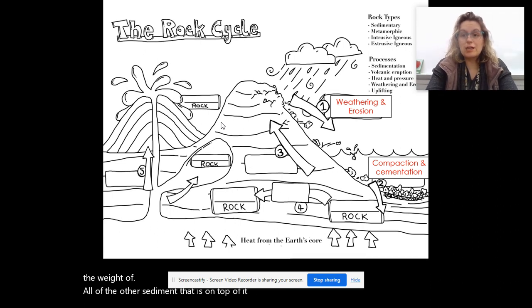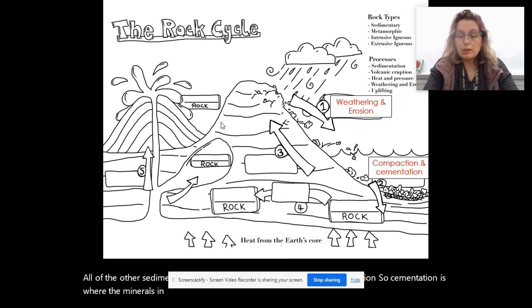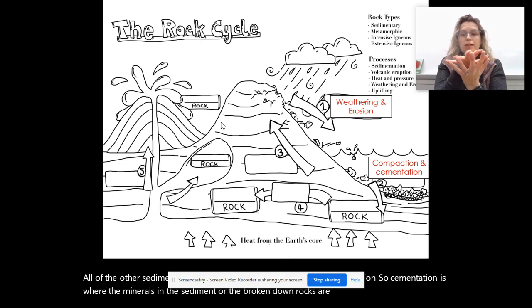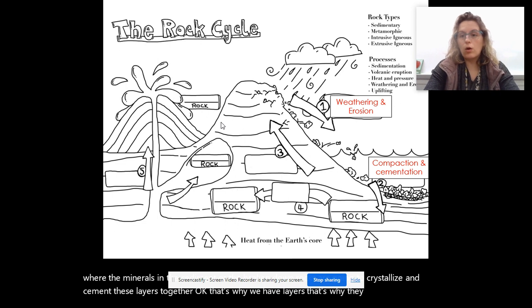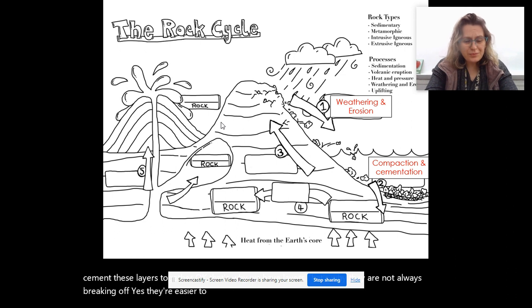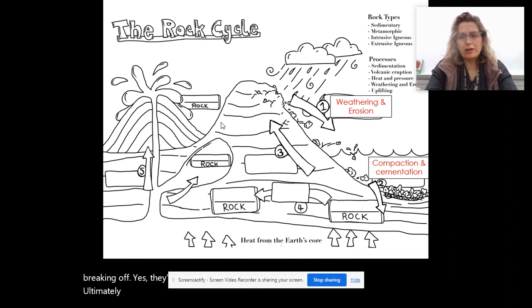And finally, we have cementation. Cementation is where the minerals in the sediment or the broken down rocks are going to crystallize and cement these layers together. Okay, that's why we have layers. That's why they are not always breaking off. Yes, they're easier to break off, but ultimately they still stick together.